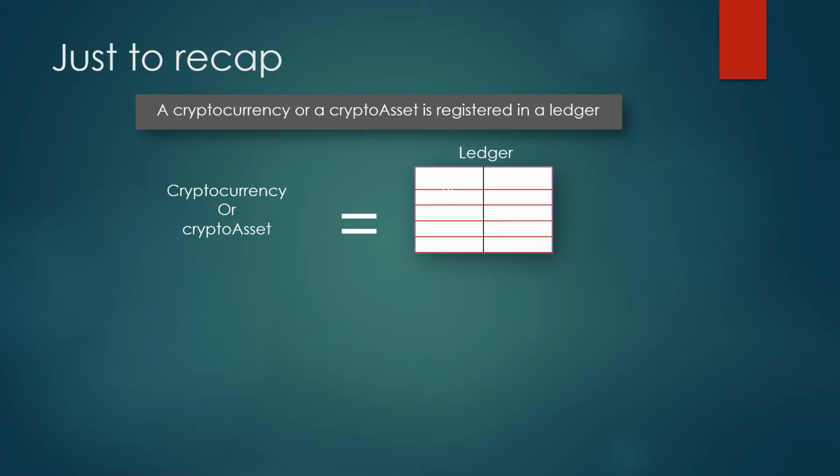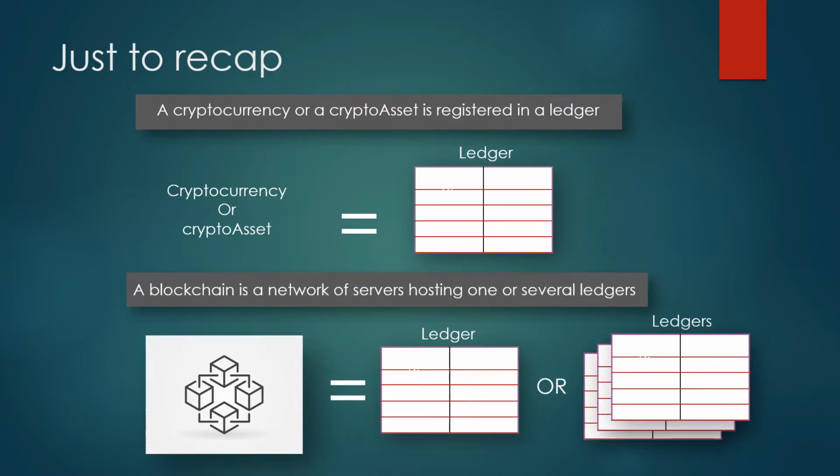A cryptocurrency or a crypto asset is registered in a ledger. So when we think of a cryptocurrency or a crypto asset, let's think about a ledger. So the equation here is a cryptocurrency equals a ledger. And a blockchain is a network of servers hosting one or several ledgers.